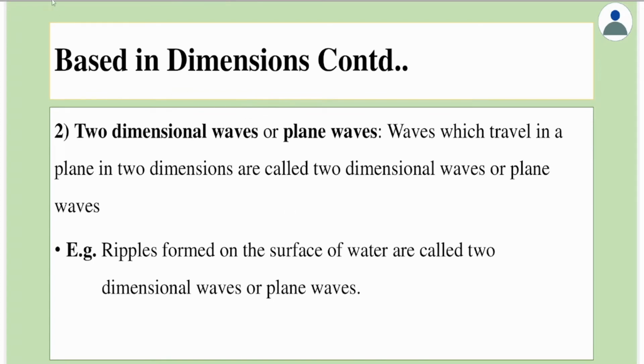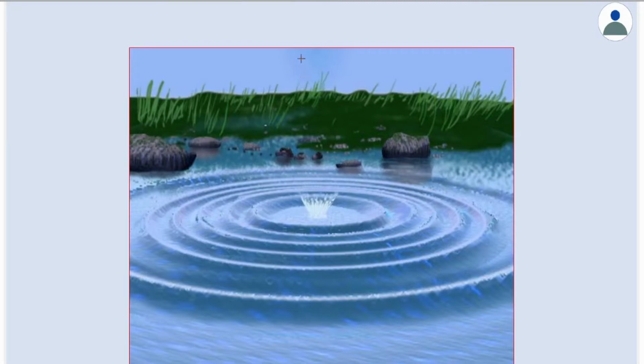Next type, which is based on dimensions, is called two-dimensional waves or plane waves. As the name tells us, these are waves in which the energy or momentum is confined or travels in two dimensions. Examples of these are ripples formed on the water surface. We know that the water surface is a two-dimensional plane. If water doesn't leave the surface, then the waves produced would move only on the water surface. Those are called two-dimensional waves.